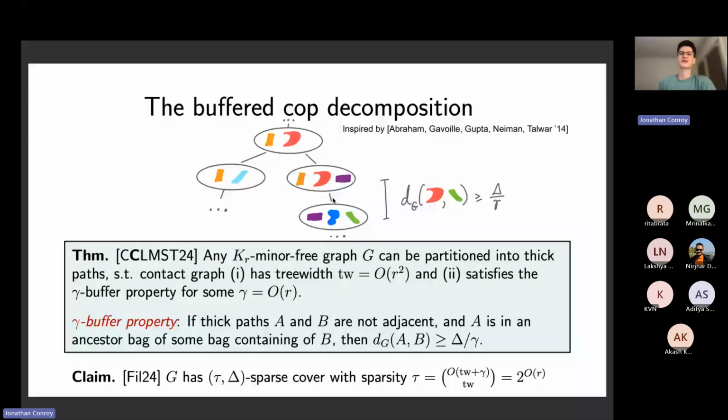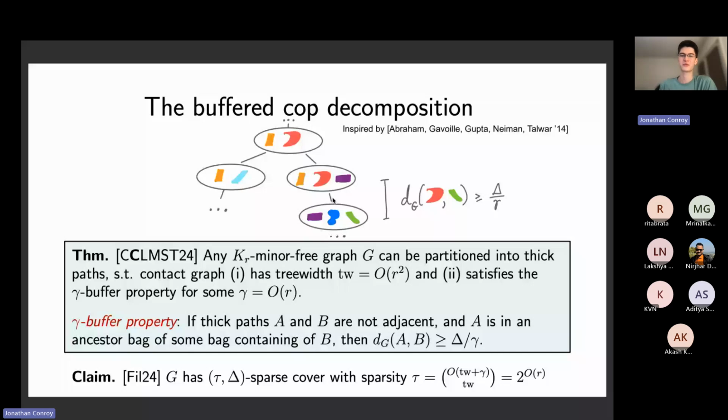Okay, so what sort of sparse cover do we get from this gamma buffer property in a bounded tree width graph? So we get something that's exponential in R, assuming that the tree width and gamma are both poly R. So for some intuition, suppose that gamma is 1, like you have this perfect buffer.